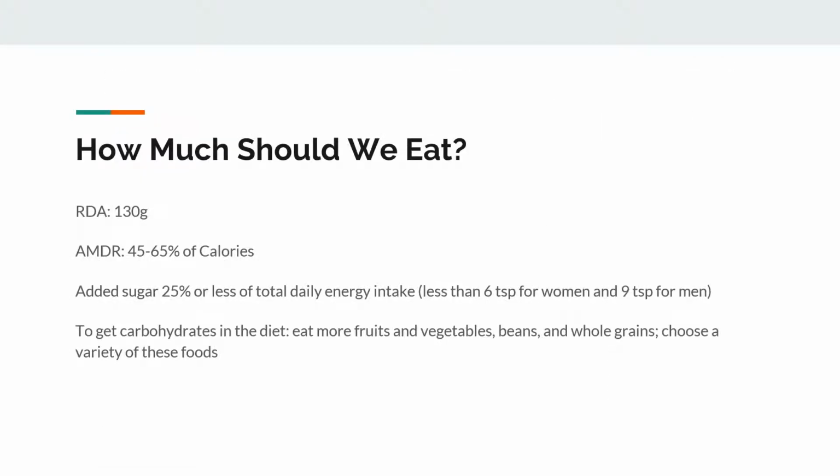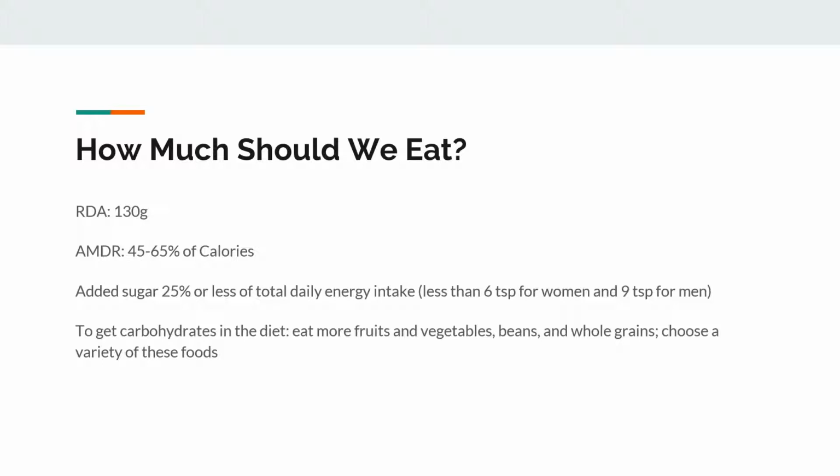All right, and then lastly for this presentation, how much should we eat? So the recommended daily allowance is about 130 grams per person. To be honest, that's low for some people. What you'll see for this week's lab assignment, I asked you to do some calculation with this AMDR range, so the acceptable macronutrient distribution range, 45 to 65% of daily total calories.